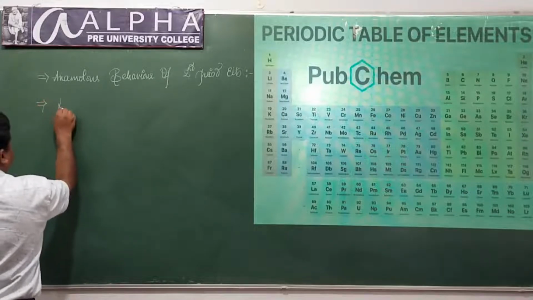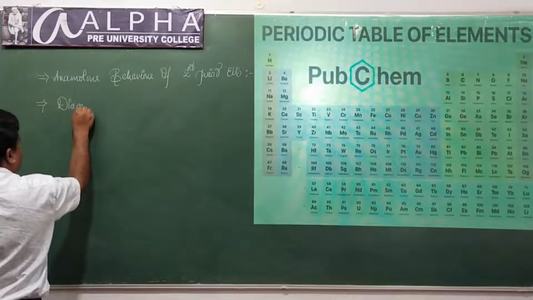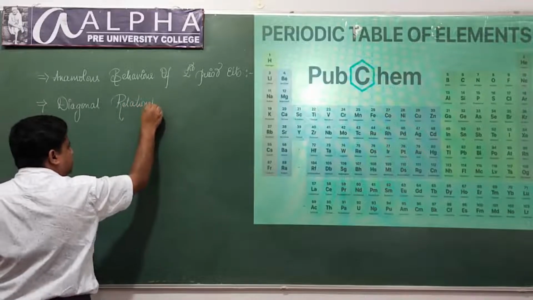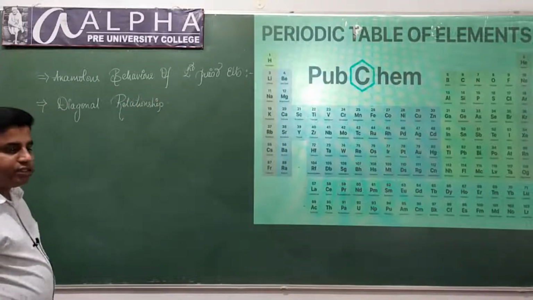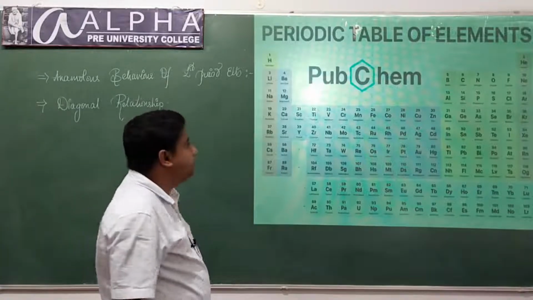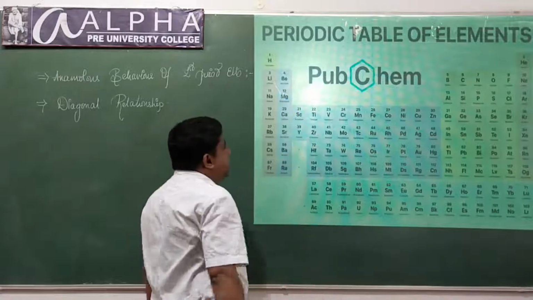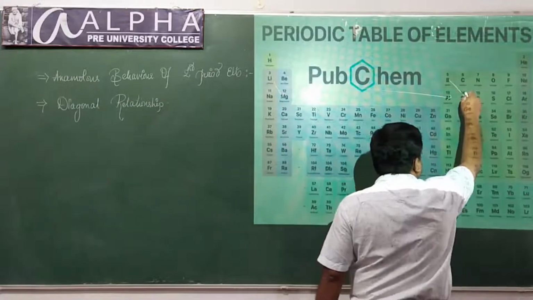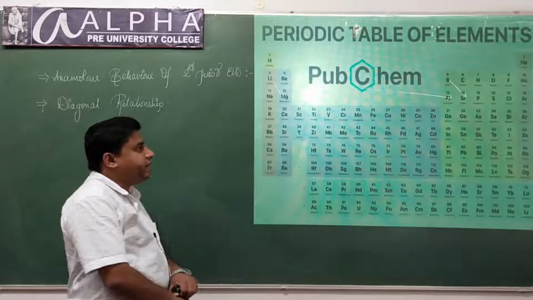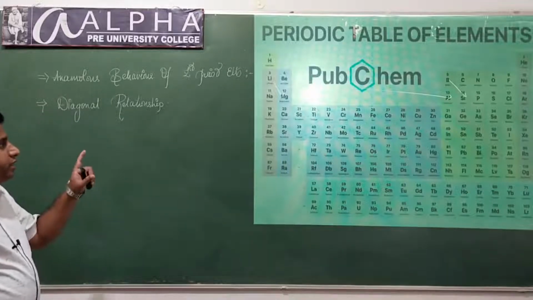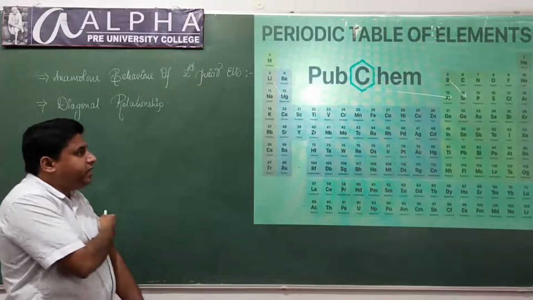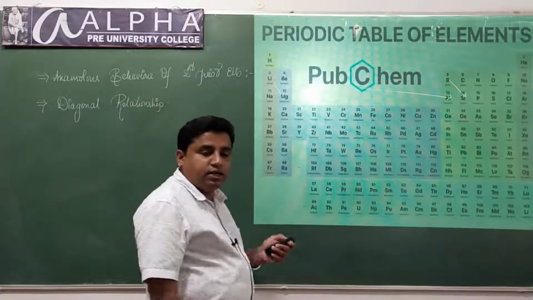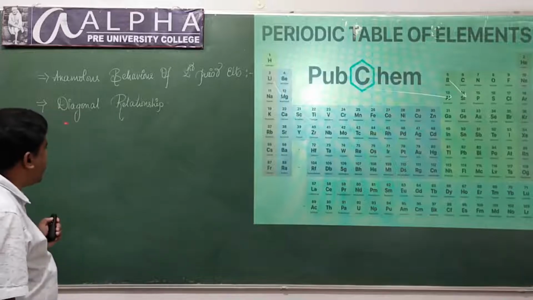And lastly, please have a quick look at diagonal relationship. Which are the elements that show diagonal relationship? Lithium shows diagonal relationship with magnesium. Beryllium shows diagonal relationship with aluminium. Boron shows diagonal relationship with silicon. So diagonal relationship is exhibited only by these elements. Learn about diagonal relationship also.